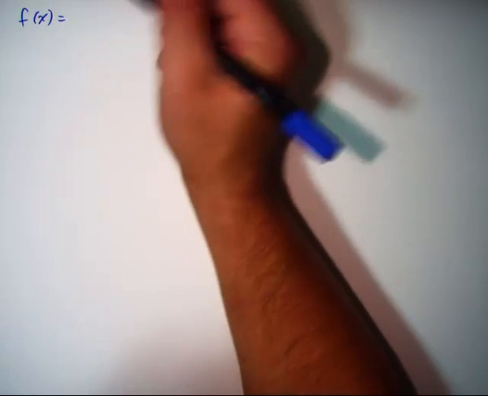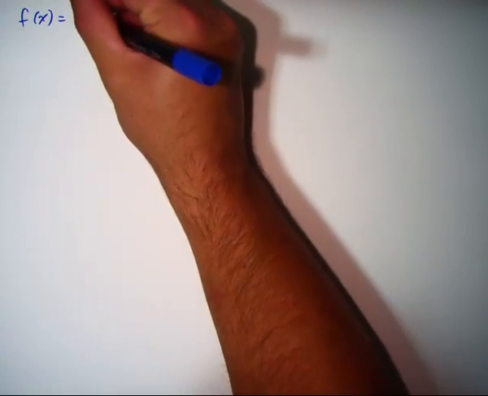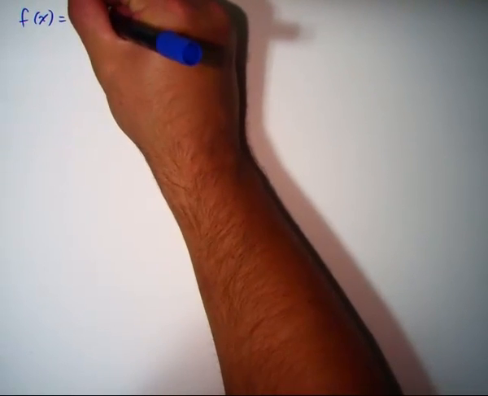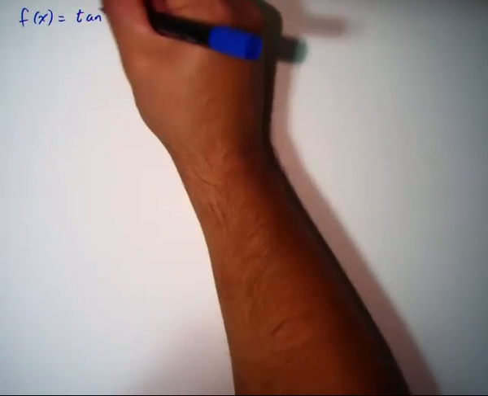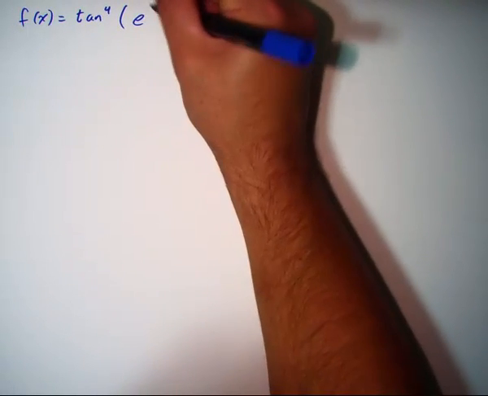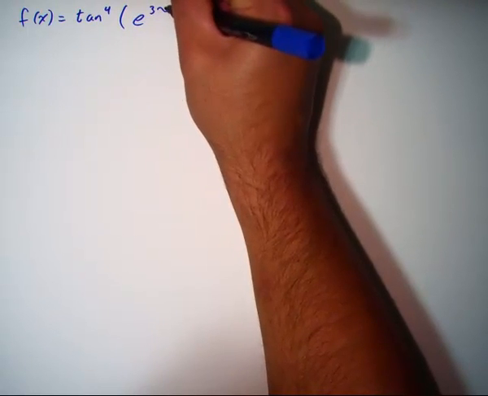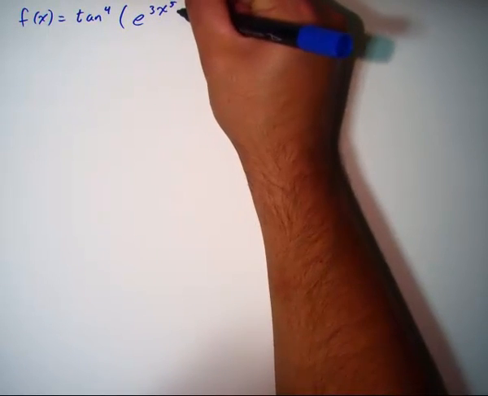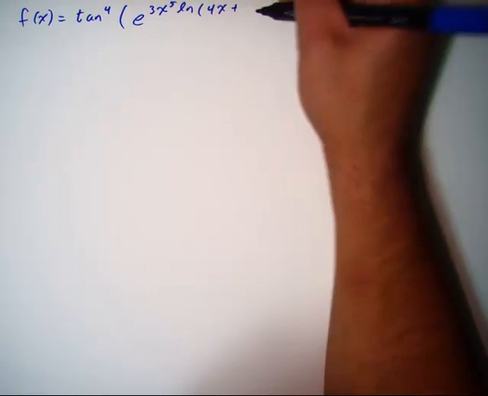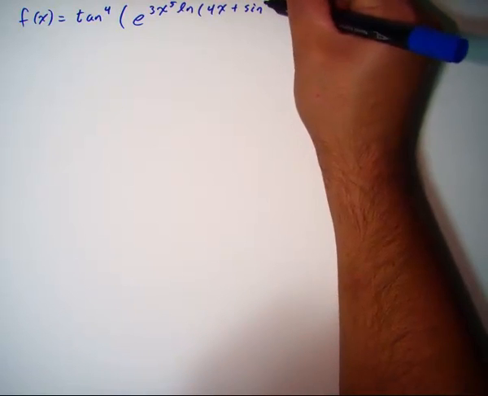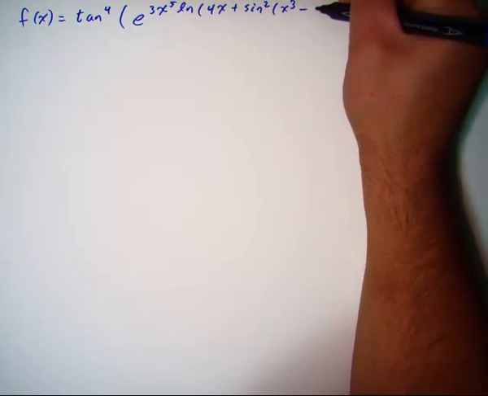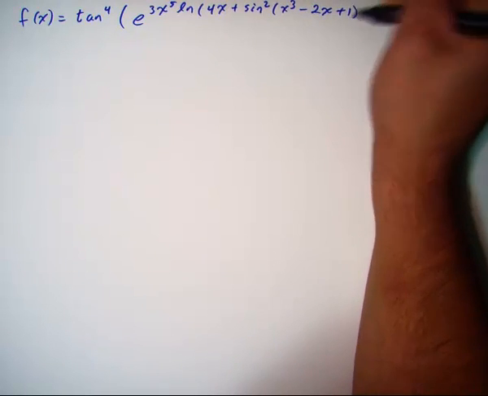So we have something like f of x is equal to what would be a nice dreadful function to think about. Let's begin with tan to the fourth of e to the 3x to the fifth times ln of 4x plus sine squared of x cubed minus 2x plus 1.